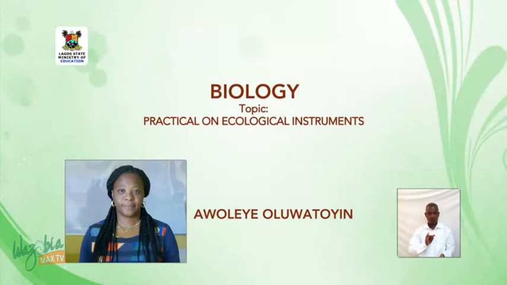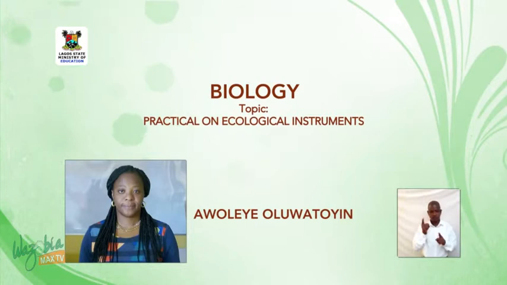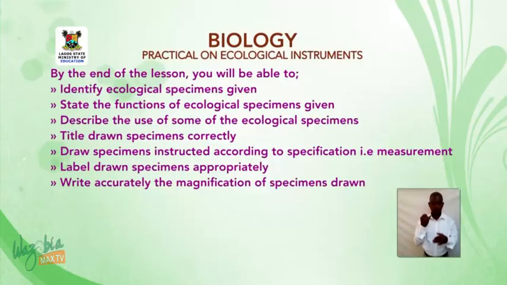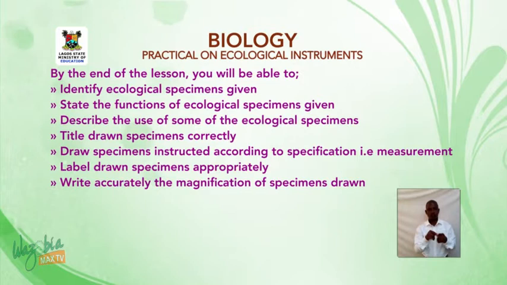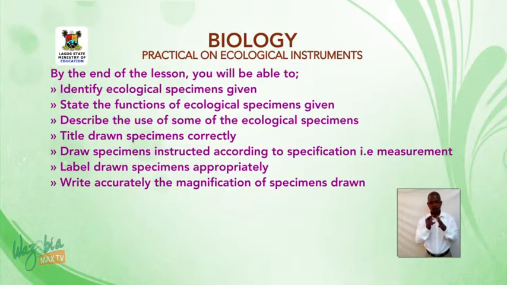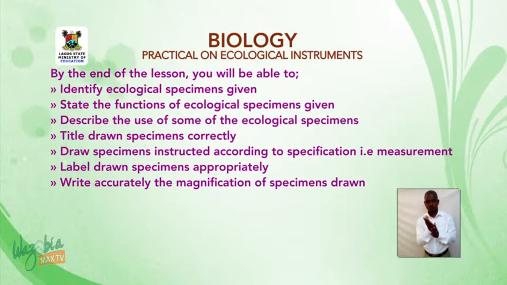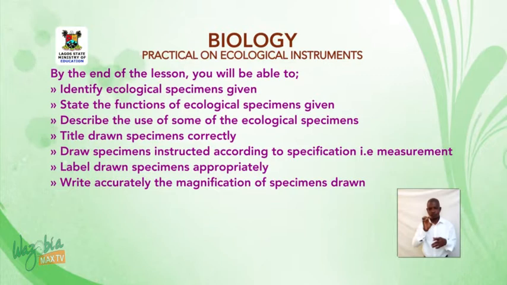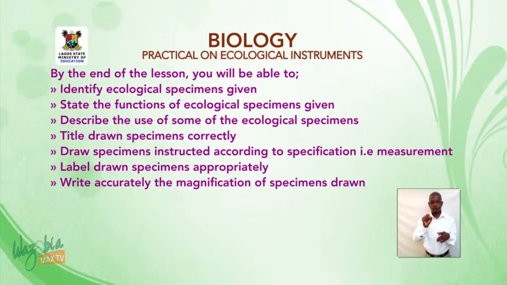Our topic for today's lesson is practical on ecological instruments. By the end of the lesson, you will be able to identify ecological specimens given, state the functions of ecological specimens given, describe the use of some of the ecological specimens, title drawn specimens correctly, draw specimens instructed according to specification, that is measurement, label drawn specimens appropriately, write accurately the magnification of specimens drawn.